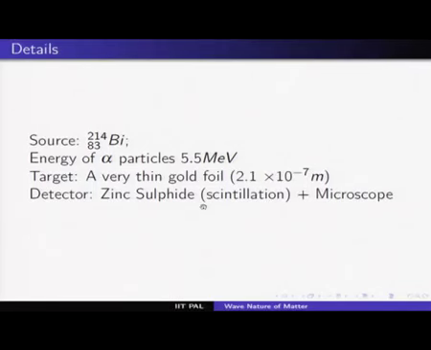Now, what Rutherford used in his experiment was a zinc sulfide detector, which is essentially scintillation. So what we are saying is that the alpha particle gets scattered off by a gold atom. Alpha particles have come from bismuth, okay? They get scattered off and they go and hit this zinc sulfide target, and every time they hit, there is a scintillation. So what you do is take a microscope, look at the scintillations, and count the number of scintillations. That will give you the number of alpha particles that have been scattered at an angle.